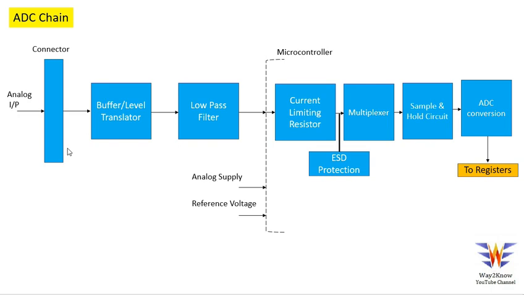And then post that you will have something called a buffer or level translator. So if your voltage, for example, has a wide range like 0 to 12 volts, and if your ADC supports 0 to 5 volts or 0 to 3.3 volts only, you have to restrict the range. So in that case you use level translation circuitry in between, and then a buffer is used to help isolate the input and output, basically for matching purposes.